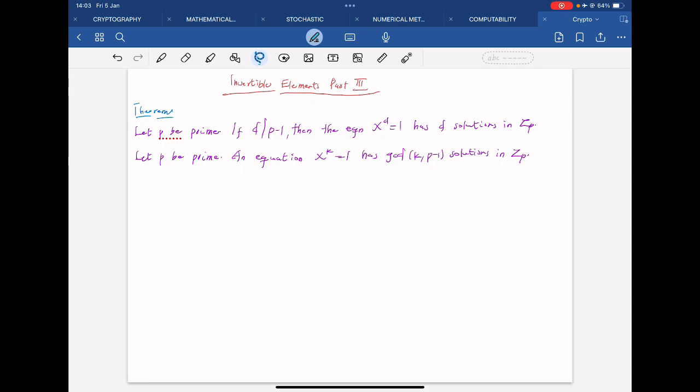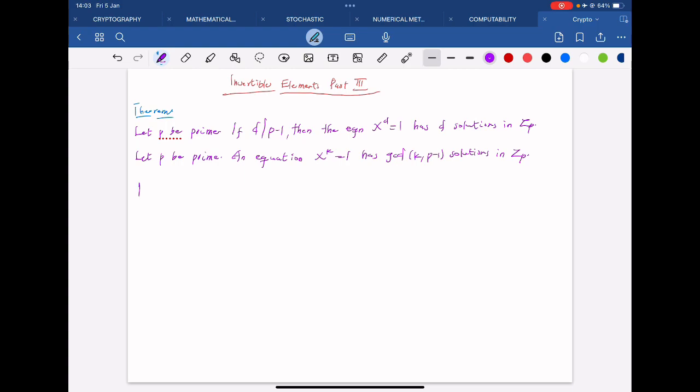Now, remember, during the previous lecture, we considered this theorem. Let P be prime. Then if D divides P minus 1, then the equation x exponent D is equal to 1 has D solutions in Z_P. So today, I want us to solve questions under this theorem for you to better understand the concepts.